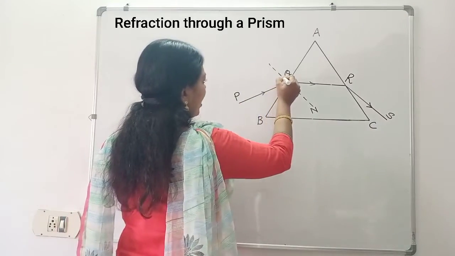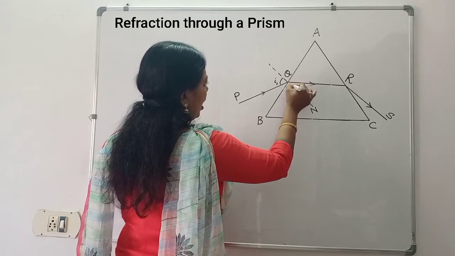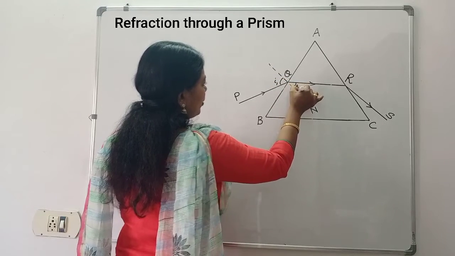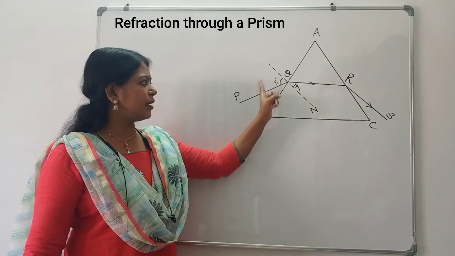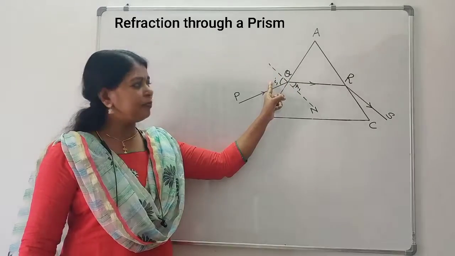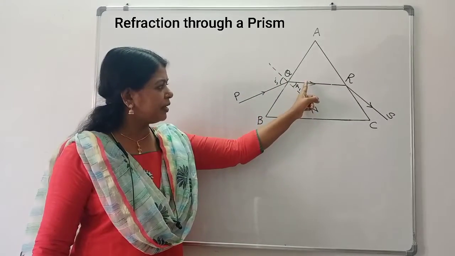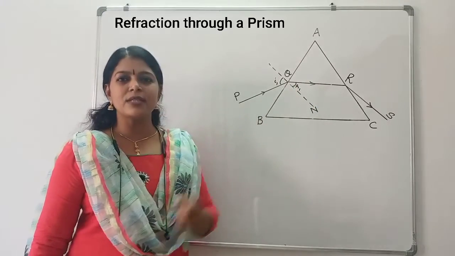I1 is the angle of incidence and R1 is the angle of refraction. That is, angle between incident ray and normal is angle of incidence I1. And angle between refracted ray and normal is angle of refraction R1.